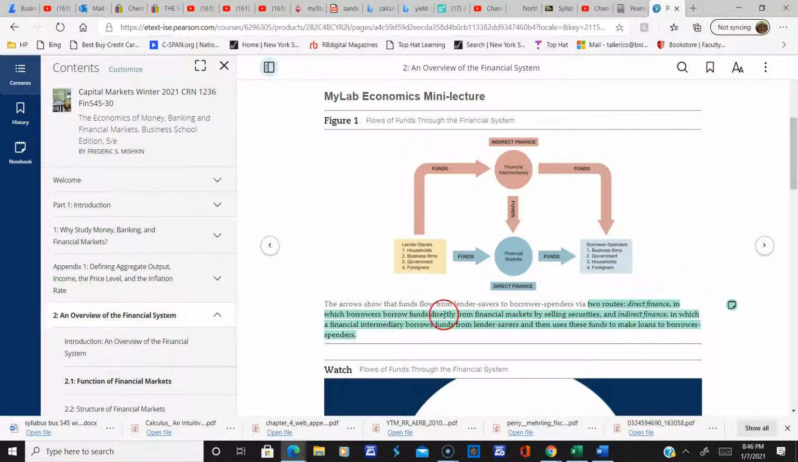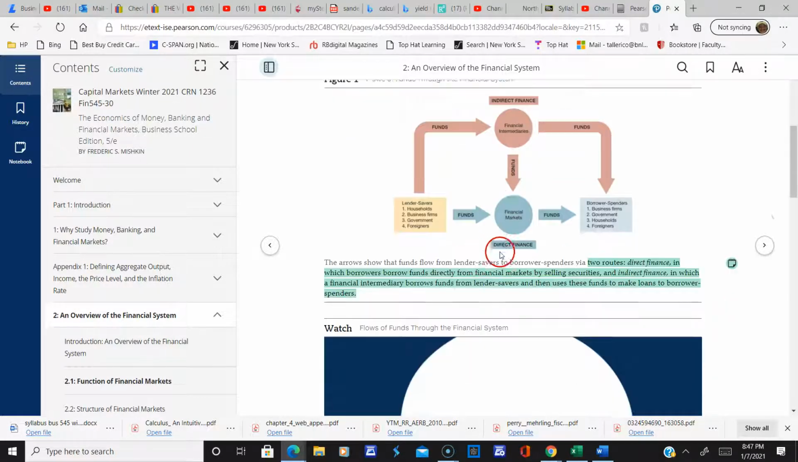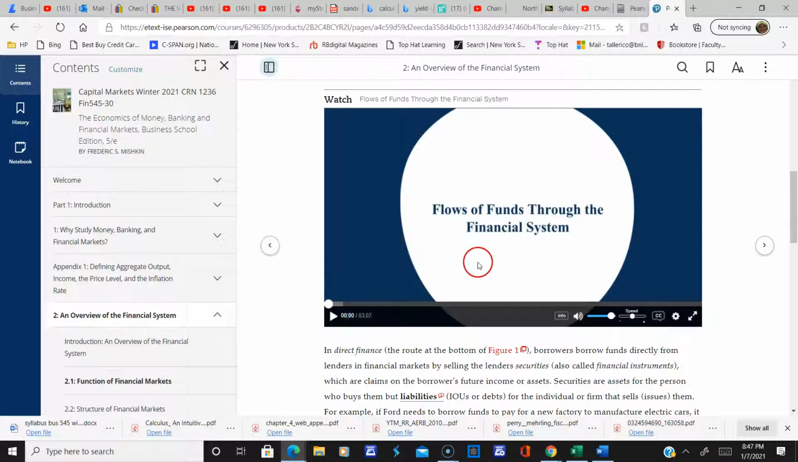So borrowers borrow funds directly from financial markets, as you can see here, by selling securities, and indirect finance is one in which a financial intermediary, such as a broker, borrows funds from lenders and savers and then uses those to make loans to borrowers. So these would be like banks. And this is, let's say, the stock markets. So let's watch this little video here for a couple of minutes and see how this all plays out.